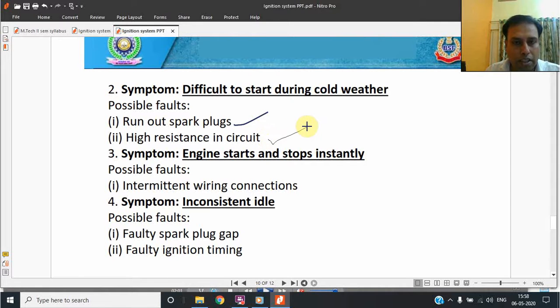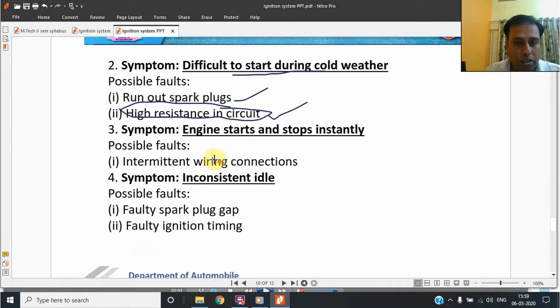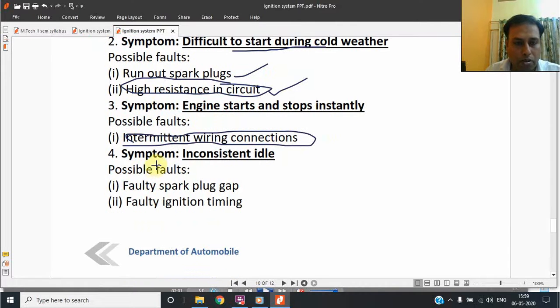High resistance in the circuit means the wire has broken, or some loose contact points are there that are creating high resistance in the circuit, and that's why it is difficult to start in cold weather. Engine starts and stops instantly means intermittent wiring connections are not proper, and the wiring connections are to be checked. So these faults should be known to us.